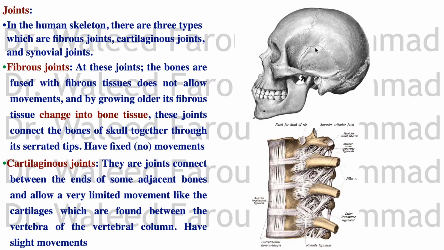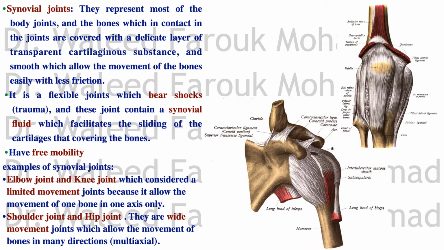The cartilaginous joints, on the other hand, are between the ends of bones and allow a limited type of movement. زي الكارتلجز اللي موجودة between the vertebrae of the vertebral column اللي هي بنسميها cartilaginous disc. This is the cartilage between the vertebrae, the cartilaginous disc. It allows for slight movement of the vertebral column. مش free movement ولا هي no movement at all. These are the cartilaginous joints.